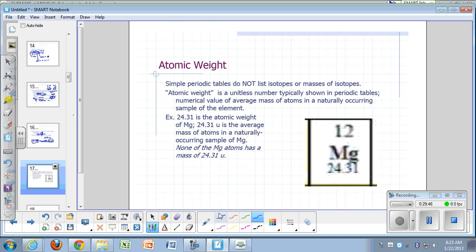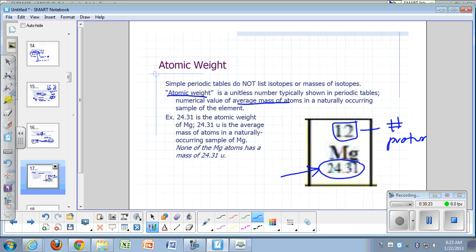So now, there's a number you'll see in the periodic table. You've probably learned of it as being called the atomic weight or the atomic mass. This is actually this number right here under magnesium, for example. This 12 is the atomic number. That's the number of protons, right? And the number down here, that's not the mass number. That is the average atomic mass or the atomic weight. So atomic weight is a unitless number that's typically shown in the periodic table. That's the value of the average mass of atoms in a naturally occurring sample of an element.